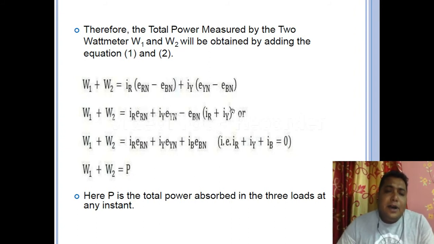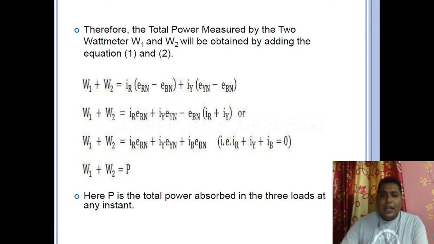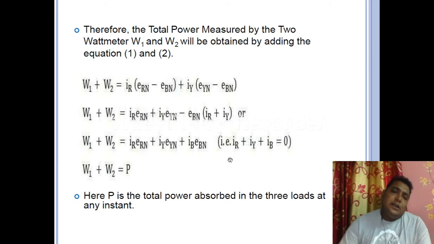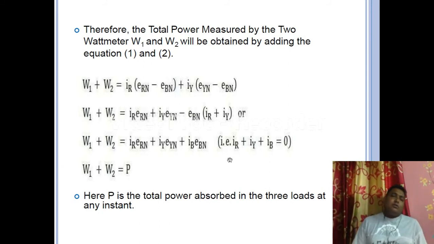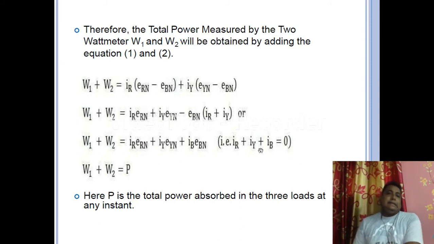Now we know that if we apply KCL at a node, and it is a balanced system, then we can say that IR plus IY plus IB is equal to 0. That is, the total incoming and outgoing current is equal to 0. So from that equation, can we say that IR plus IY is equal to minus IB? Yes, we can say. IB we have taken to the right hand side of the equation, so it will be minus IB. That means IR plus IY is equal to minus IB.